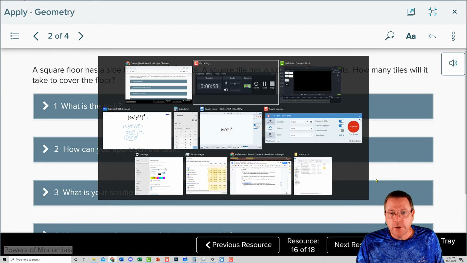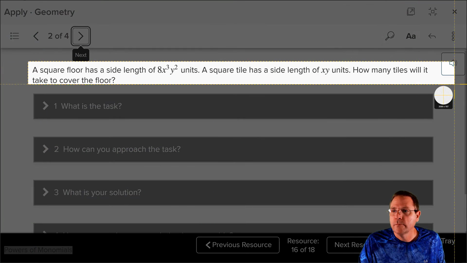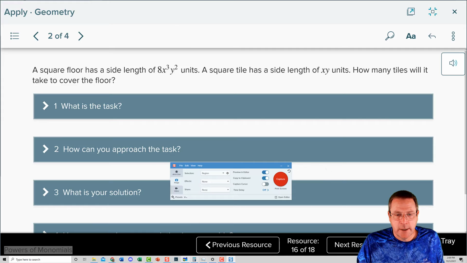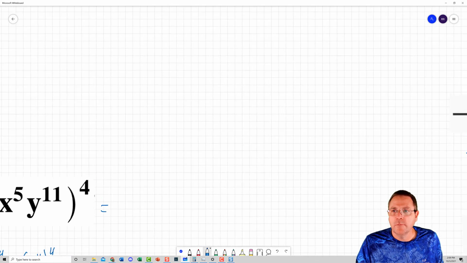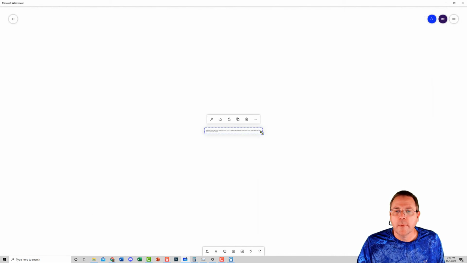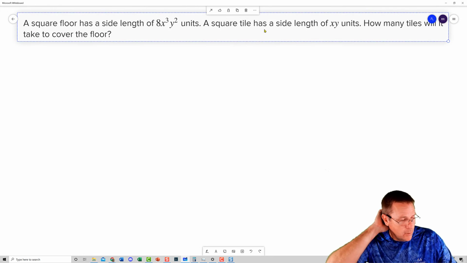Let's get ourselves a screenshot right here, and paste that into our working slate right here. And let's find some clean real estate here. That looks like a good spot. So right there. And now we're going to start off by finding the area.